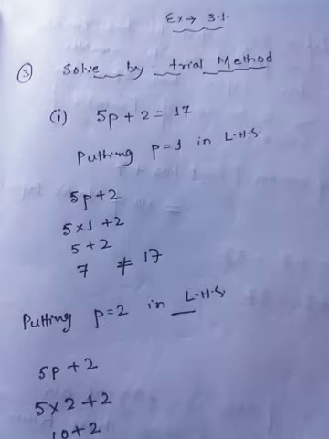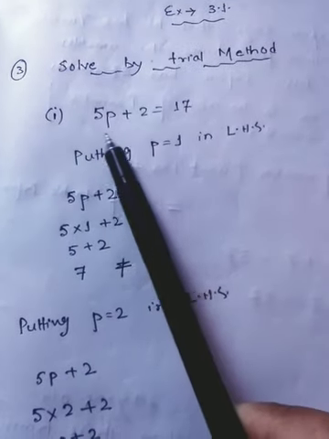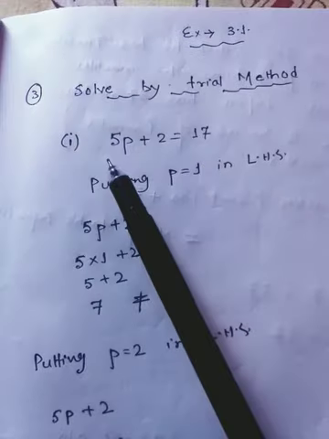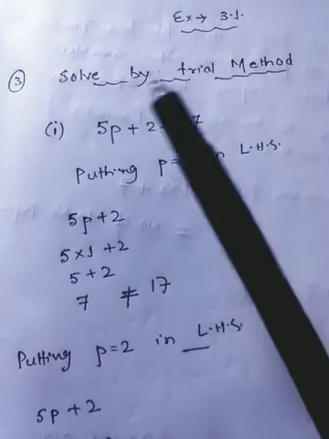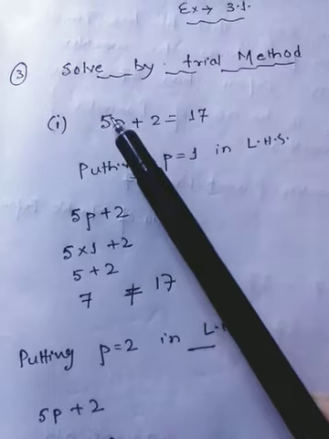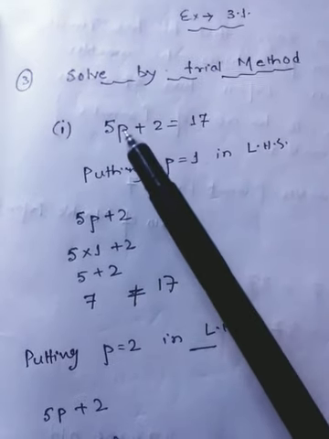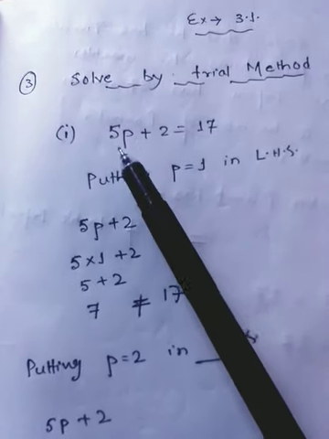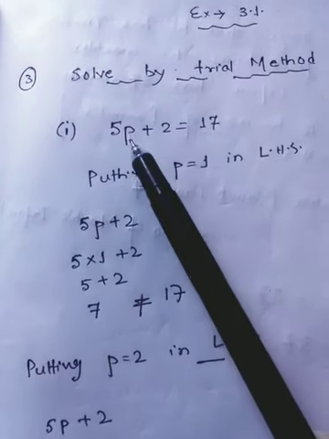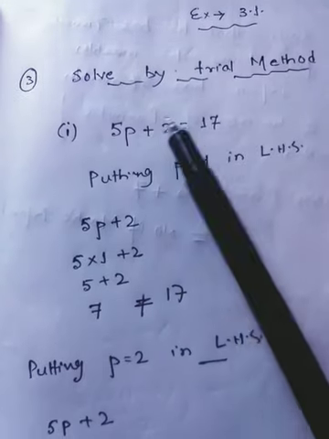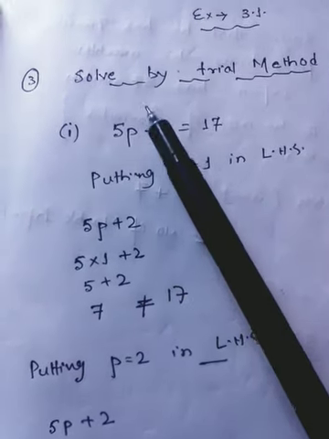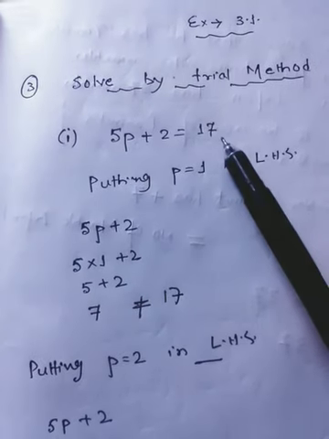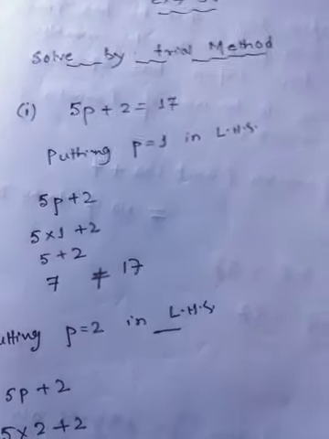So what I'm trying to say is that suppose this is the equation given: 5p plus 2 equals 17. So what is the variable used? P. P is the variable. Now we have to find out that value of P which satisfies this equation. That is, when we put some value in place of P and solve this LHS part, we should get 17. So which value of P will bring 17? Okay, so this is how we have to check.